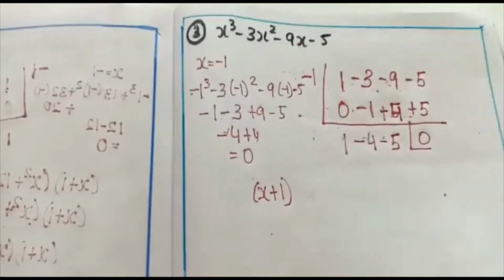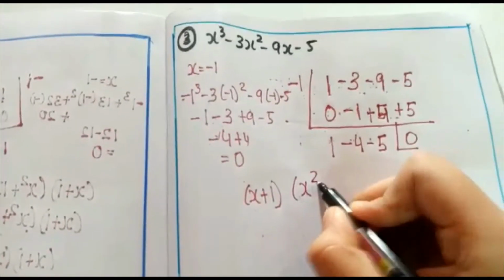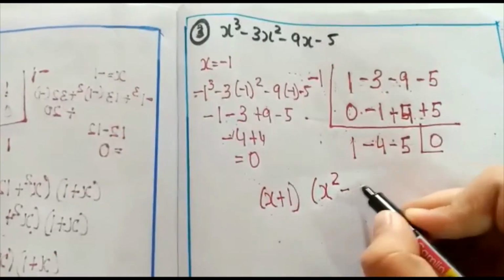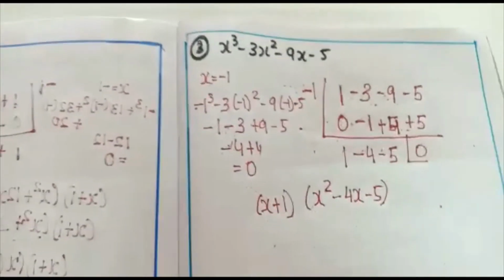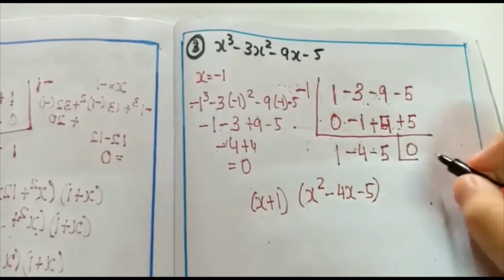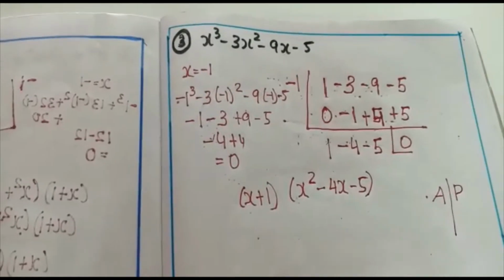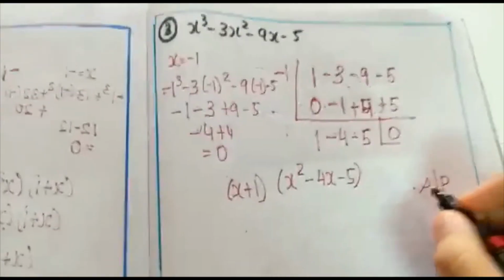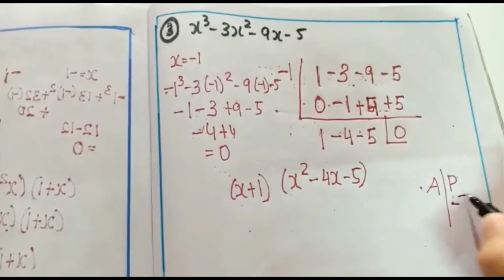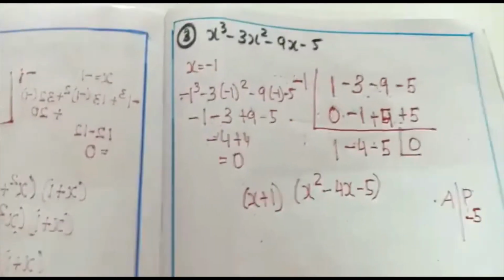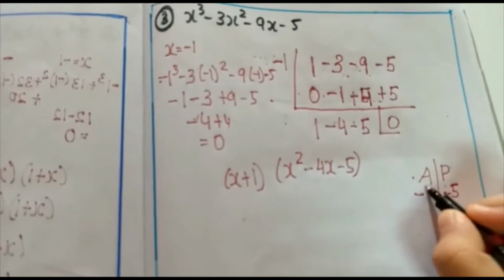So second factor, we'll write these terms again. X square, first with variable power 2, then with variable, and then the constant. So we are splitting the middle term. AP, A means addition, P means product. So product will be minus 5 into 1, which is minus 5. Write the A and P with the sign. If it's minus 4, write it as minus 4. So A is minus 4.